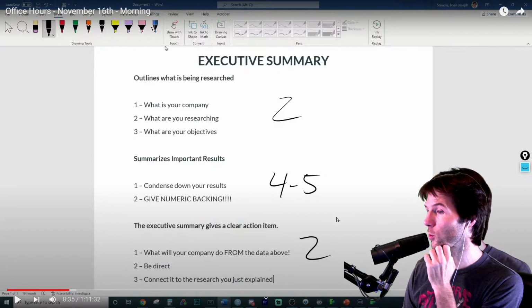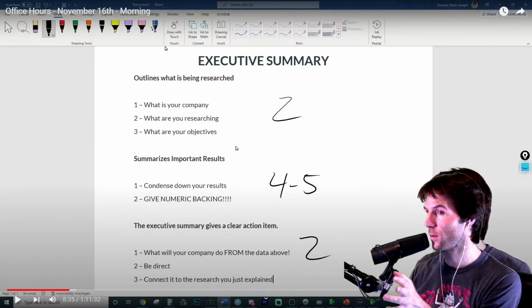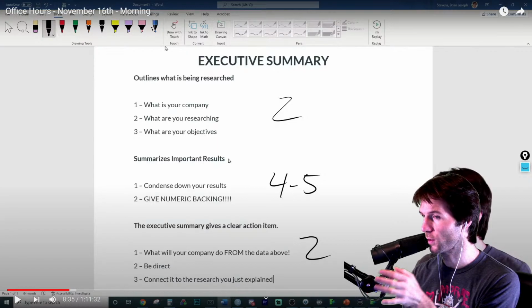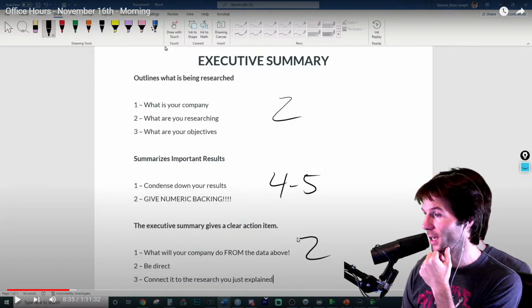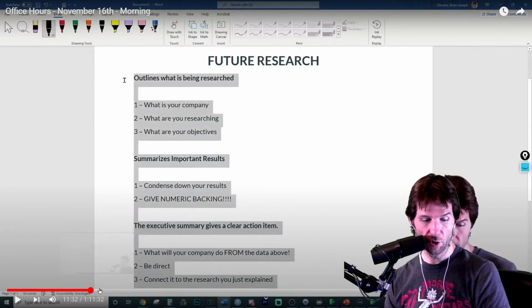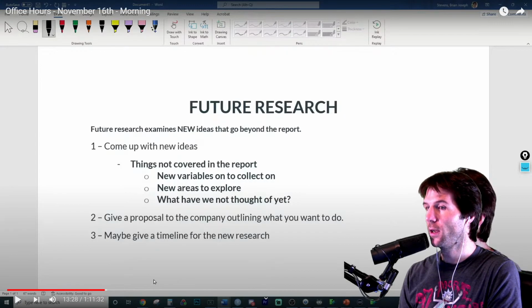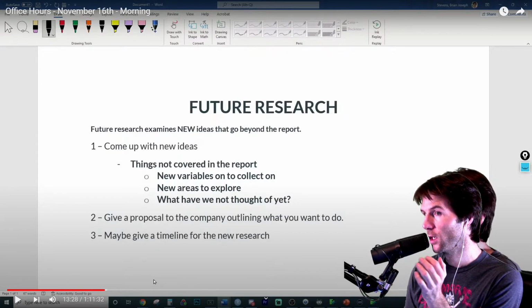These are the 3 grading criteria by which you'll be graded when the grader goes over your report. Outlines what is being researched. Summarizes important results. The executive summary gives a clear action item. These are how you'll be graded. Next, for the future research, you only have one grading criteria.